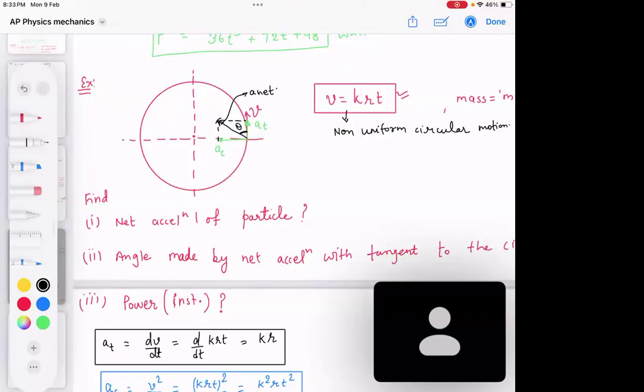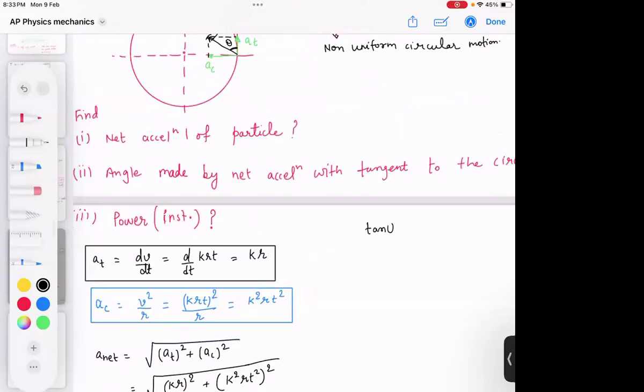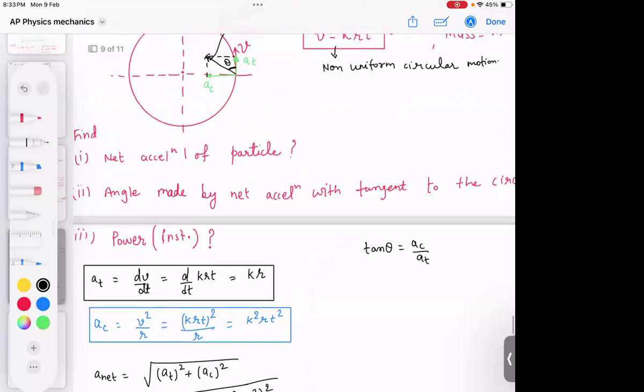Now look at how I calculate this angle theta. If you look at the diagram, can you say that this theta calculation will be done by tan theta equal to centripetal by tangential? Just check it. Because I am calculating the angle with the tangential line, that's why I am writing AC by AT. Clear?